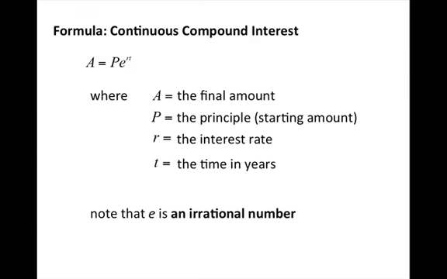If you remember, pi was 3.1415 and it continues on. And we usually always rounded it to just 3.14. Well, e is also an irrational number. It's approximately 2.72. You're never going to use this decimal. You're going to use the e button on your calculator.